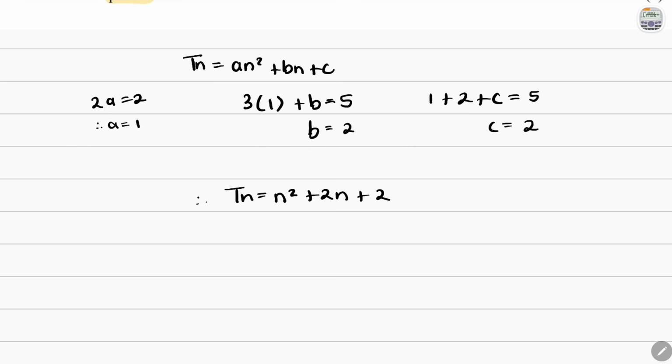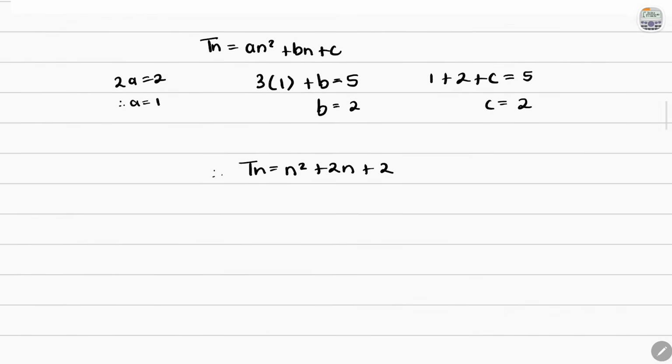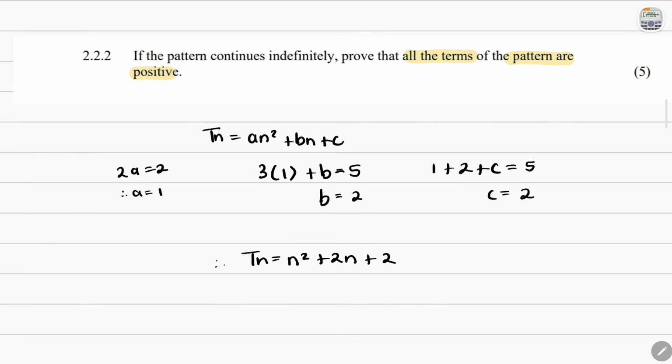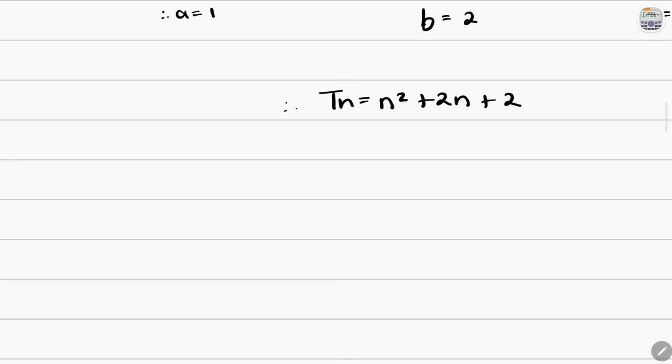Okay, so this is what it looks like. Now the question is specifically to prove that all the terms are going to be positive in this pattern. Remember that this is a pattern, and because they're already calling it a pattern, we need to take into account that with a number pattern, you can only consider n values that are specifically natural numbers.